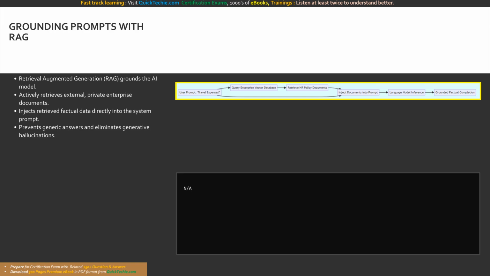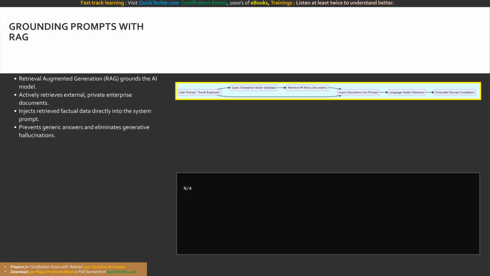Let us look at a practical enterprise example. Suppose an employee submits a prompt asking, "What is the absolute maximum amount I can claim for travel expenses on an international business trip?" If the AI model has no other information, it will respond with a generic, unhelpful answer, likely advising the user to consult their local HR department. A vastly superior solution is to build an expenses assistant application that utilizes RAG.